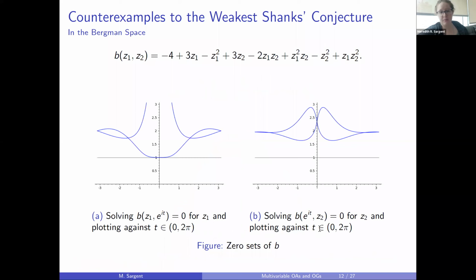And just so you believe me, here are zero sets for our function b here. I solved it for either variable, and you can see those zero sets are safely outside the bidisk. So it satisfies the hypotheses of the weakest Shanks conjecture, but we do have zeros inside the bidisk.